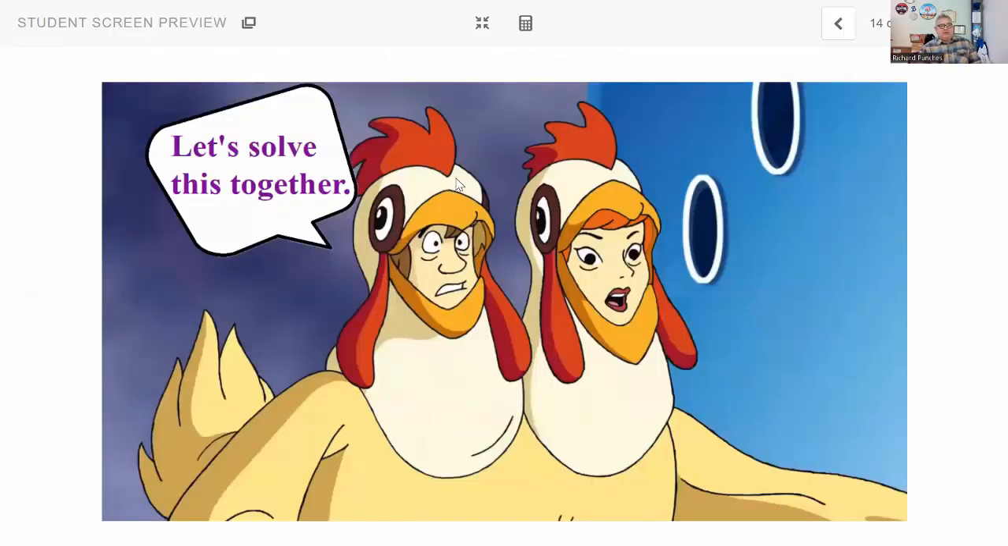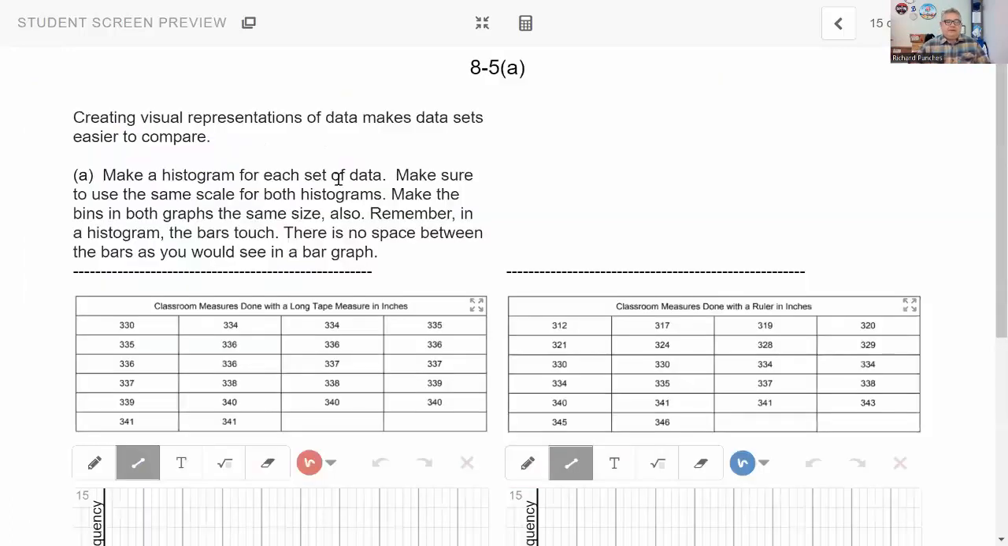The next problem we're going to solve together. Yikes. And we're all going to do half of it, and then students, you can do half of it. So create a visual representation of the data. Creating visual representations of the data makes data sets easier to compare.